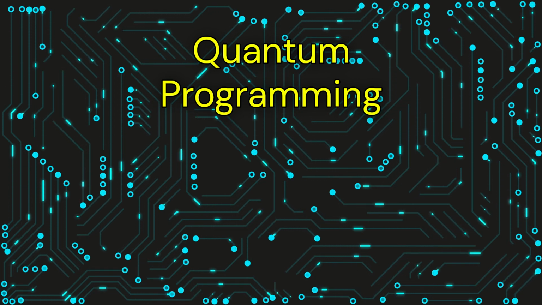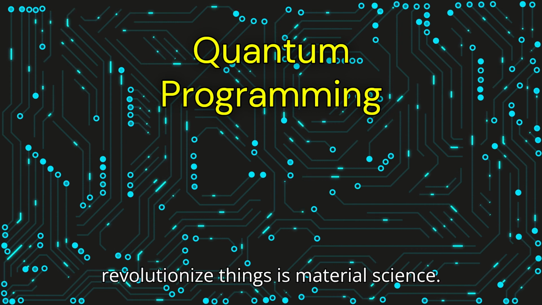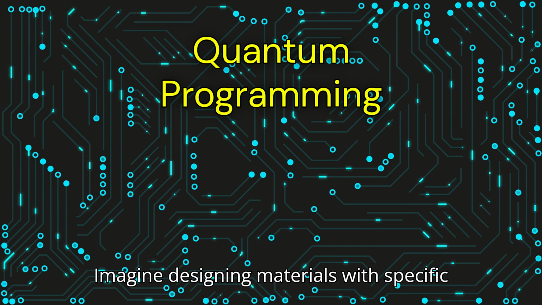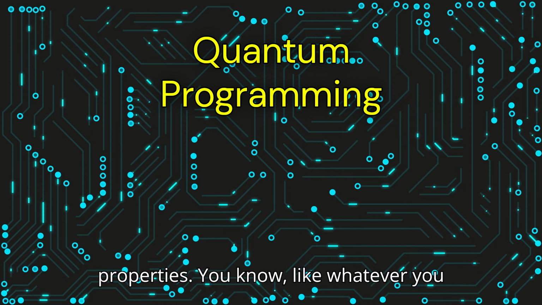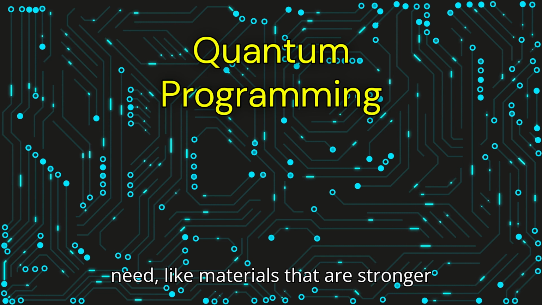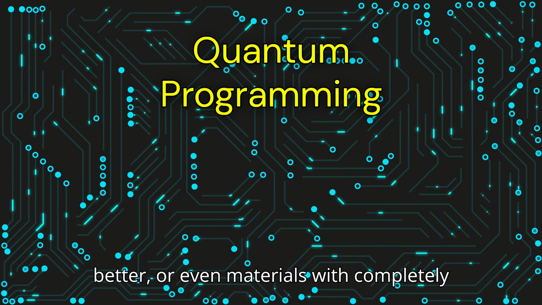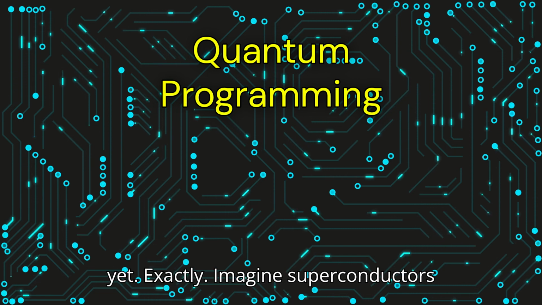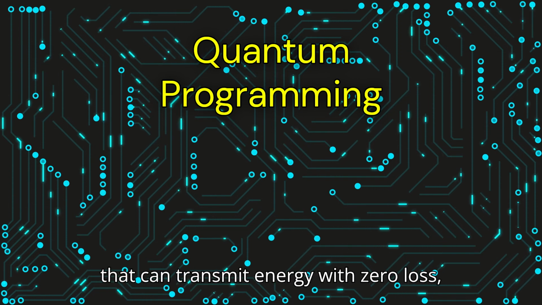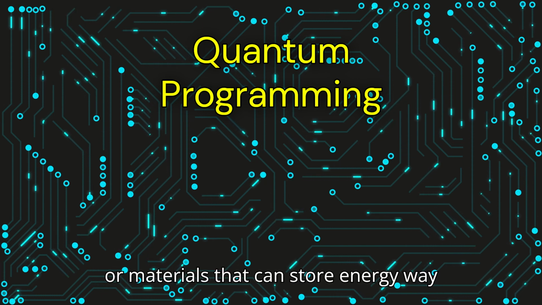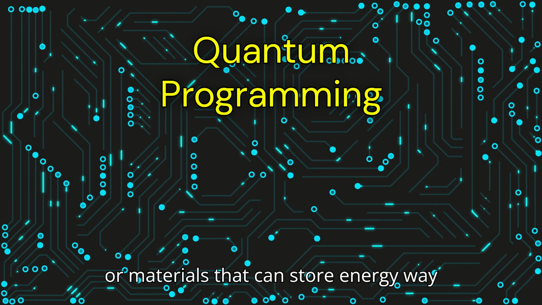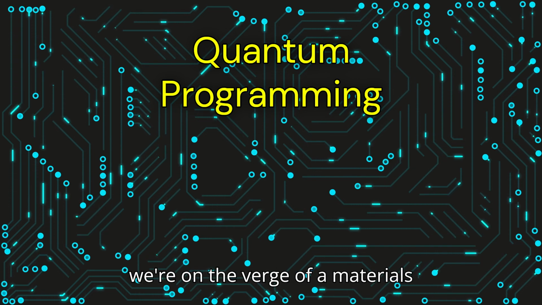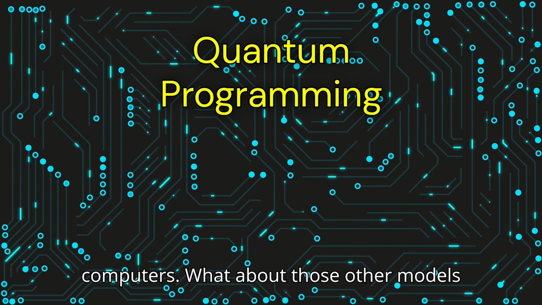Of course. One area where it could really revolutionize things is material science. Imagine designing materials with specific properties. Like whatever you need. Like materials that are stronger and lighter, or that conduct electricity better, or even materials with completely new properties we haven't even thought of yet. Exactly. Imagine superconductors that can transmit energy with zero loss, or materials that can store energy way more efficiently. That would be a game changer for renewable energy. It's like we're on the verge of a materials revolution, all thanks to quantum computers.